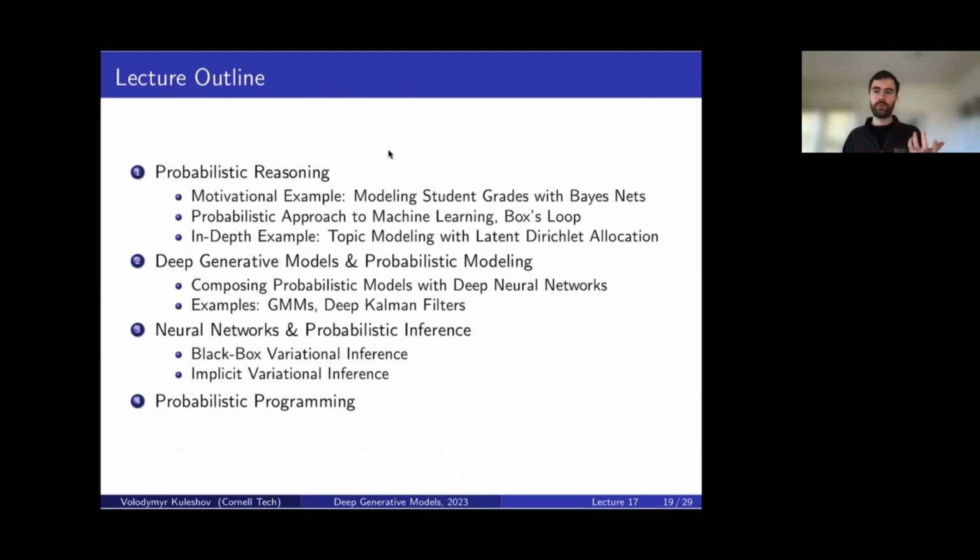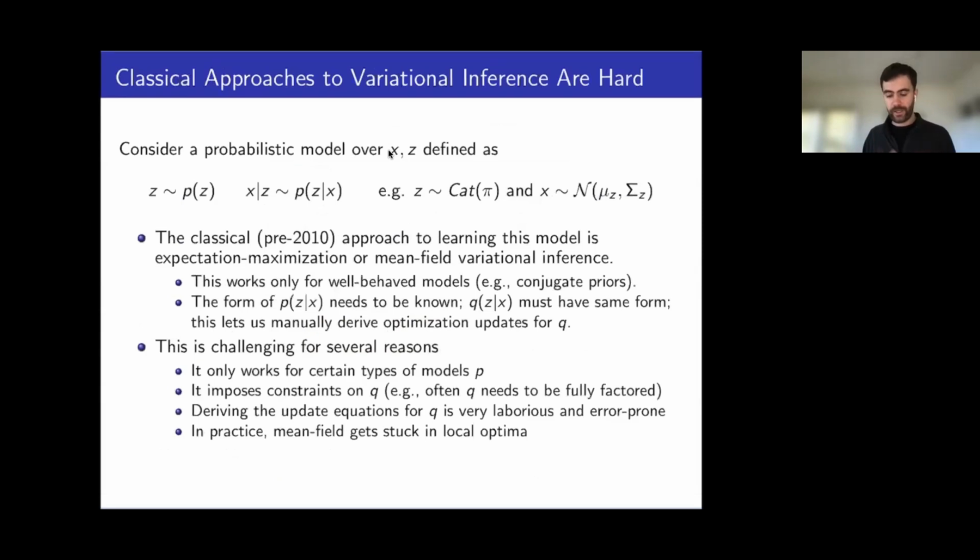So both of these examples were ways of improving modeling using neural networks. I also want to talk about how we can improve inference, how we can improve our ability to learn models using neural nets. And here again, I have two examples.